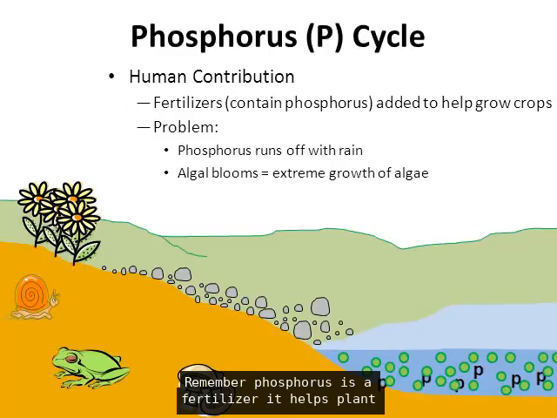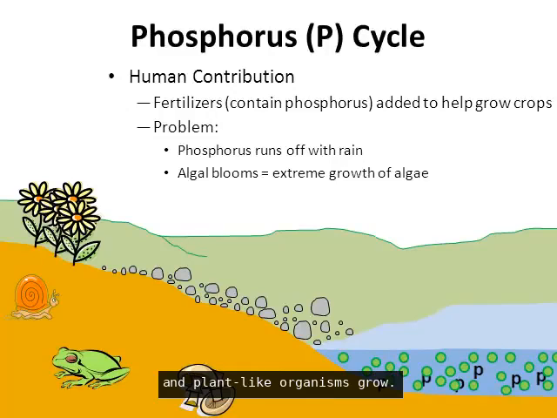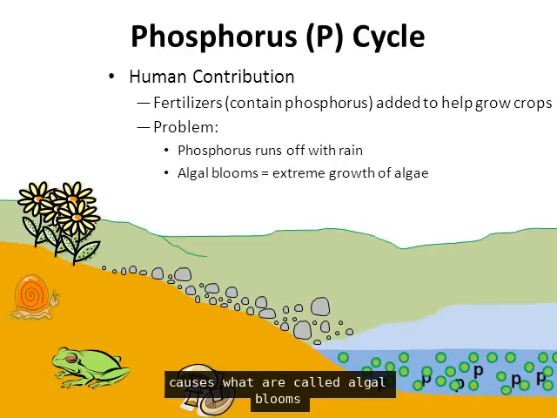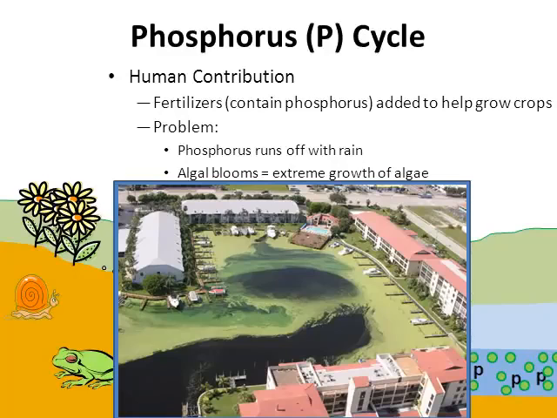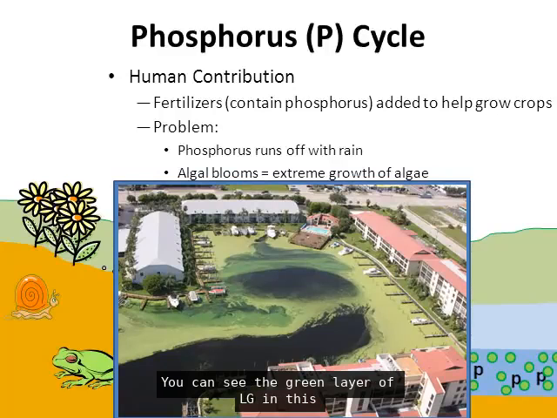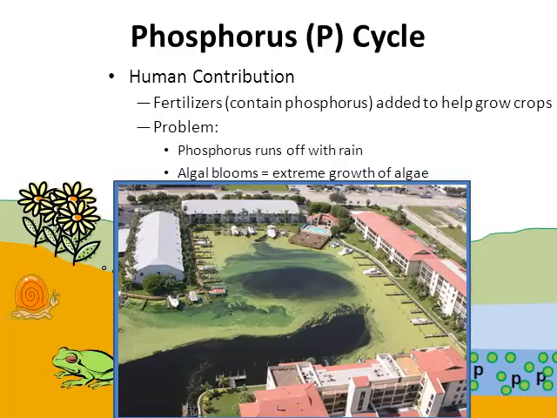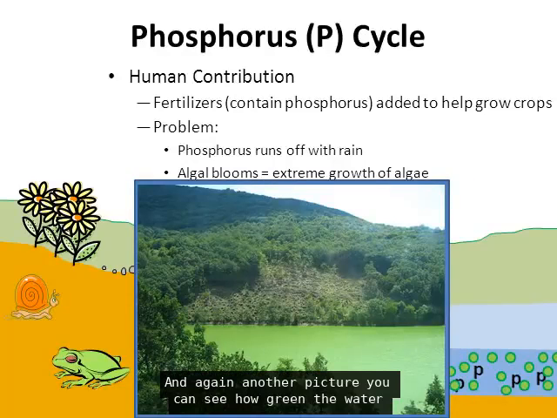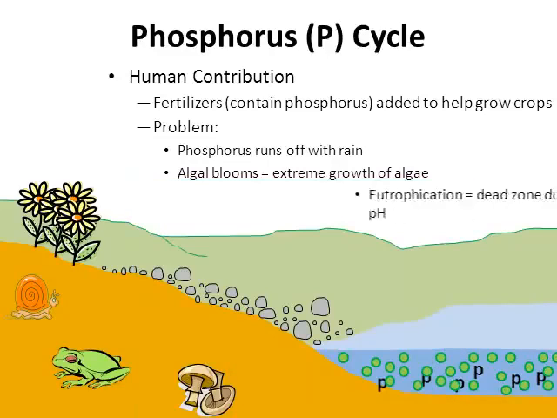Remember, phosphorus is a fertilizer. It helps plant and plant-like organisms grow. And so the algae responds to the extra amounts of phosphorus by growing. It causes what are called algal blooms. Here's a picture from overhead of an algal bloom. You can see the green layer of algae in this little watery environment here. And again, another picture, you can see how green the water looks.